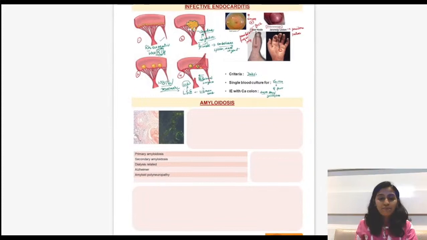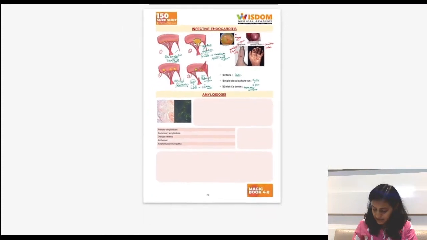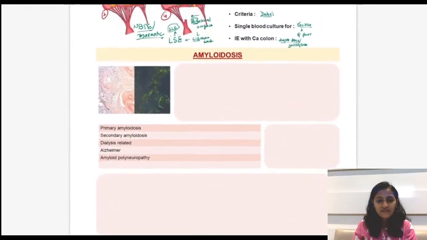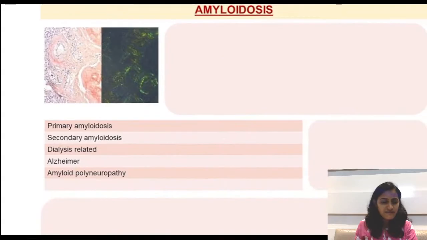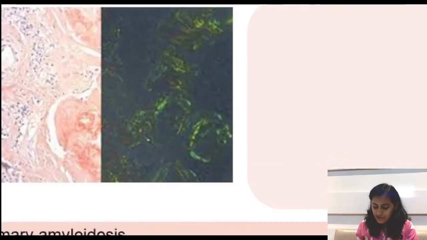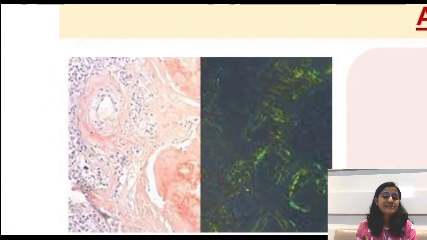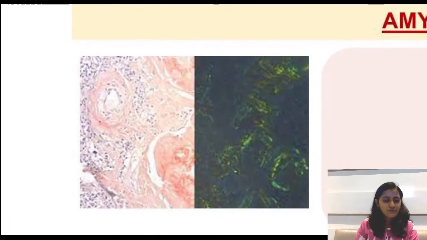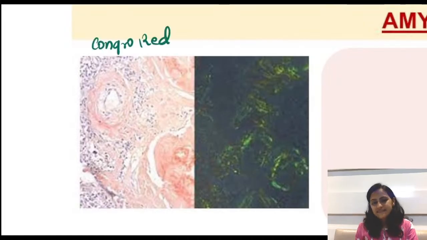Going to the next topic in our magic book, that is page number 72. Amyloidosis. Okay, talking about the important points for amyloidosis. In amyloidosis, what stain is shown here, which was asked in the recent AIIMS exam also. This is the Congo red stain, where you see the red color, right? Congo red stain is what we have.